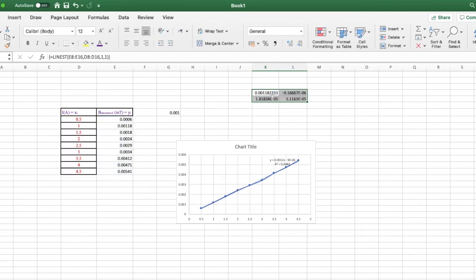So as we can see now, our entire values have been converted to SI units. So over here we have 0.00118 for the slope. We have negative 9.1 times 10 to negative 6 for the y-intercept. Over here we have 1.8 times 10 to negative 5 for the uncertainty on slope, and over here we have 5.1 times 10 to negative 5 for the uncertainty on the y-intercept. And that would be it regarding applying the linear regression on Excel by using the LINEST function.